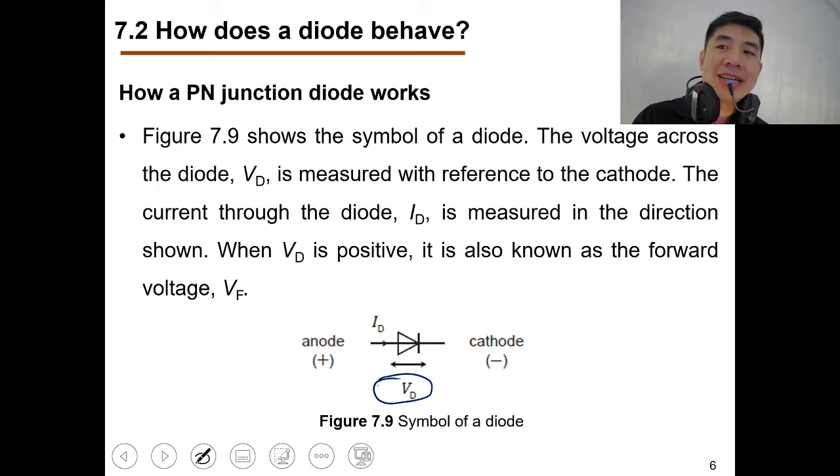And ID is known as the current across the diode. Normally for standard diodes it is about plus minus 1 amp. They can only take up to 1 amp. Any more than that is too hot, they will burn. So basically that's about it.